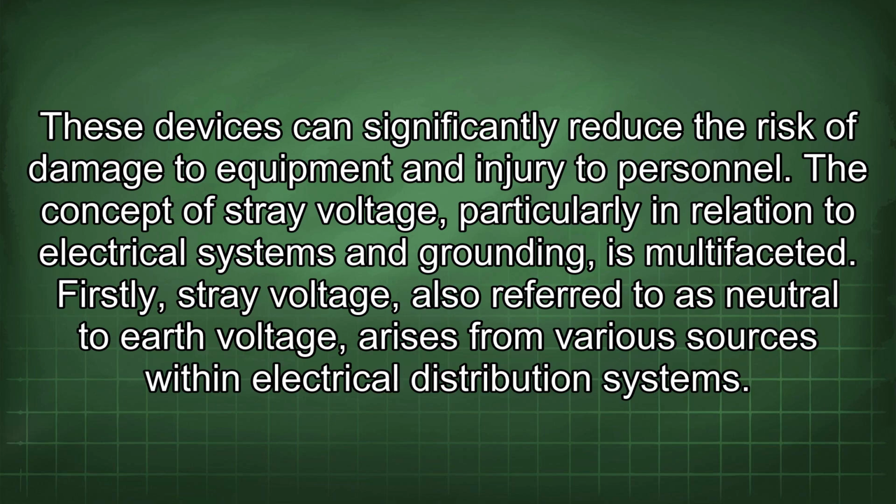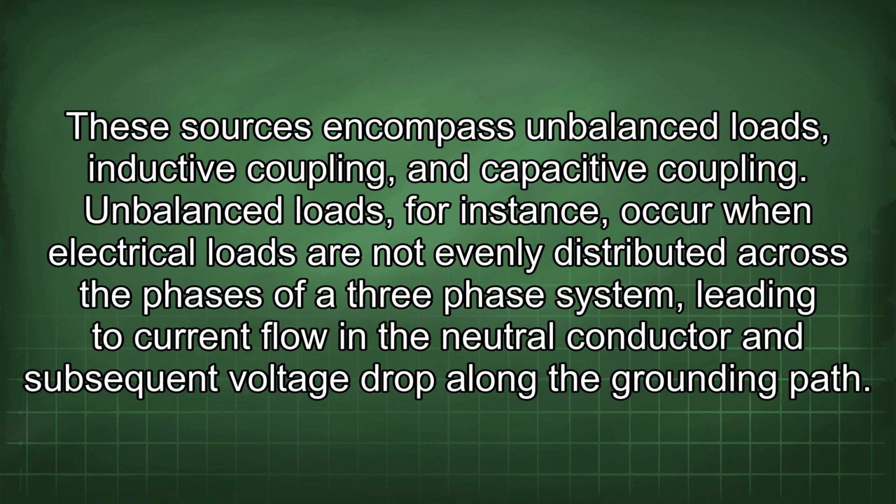Firstly, stray voltage, also referred to as neutral to earth voltage, arises from various sources within electrical distribution systems. These sources encompass unbalanced loads, inductive coupling, and capacitive coupling. Unbalanced loads, for instance, occur when electrical loads are not evenly distributed across the phases of a three-phase system, leading to current flow in the neutral conductor and subsequent voltage drop along the grounding path.